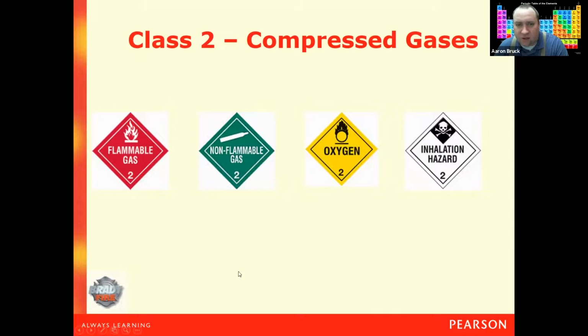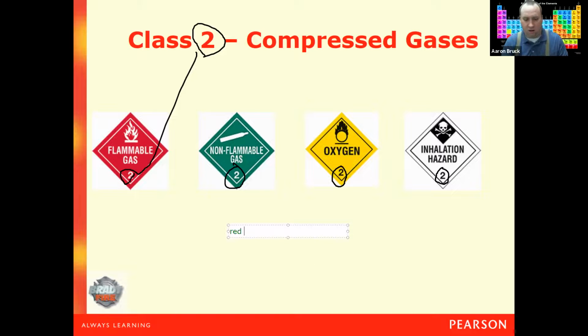Let's look at class 2. Class 2 are compressed gases. With compressed gases, we are looking at a number of different things that are held in gas cylinders. Notice that the only thing that all of these have in common is that number 2 on the bottom. That number 2 indicates that we are dealing with a gas. The color of the pictogram gives us more information about the secondary hazards themselves.